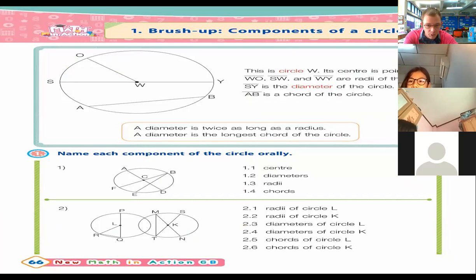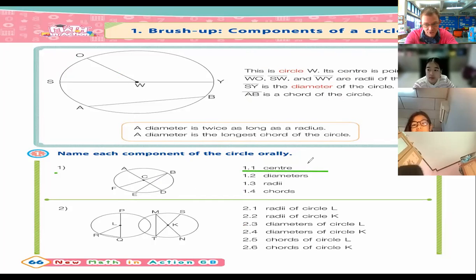Let's have a look at the bottom part here for number 1 and make sure we understand. Give me the letters for the names of the different parts. What letter is 1.1, the center? You can tell me which letter shows the center, over here on page 66. C. C, excellent. C is the center point over here.